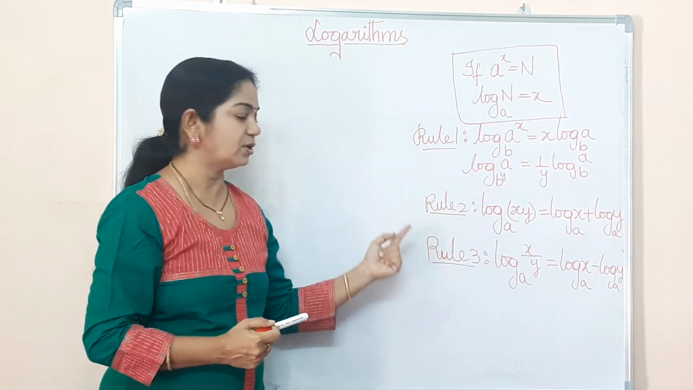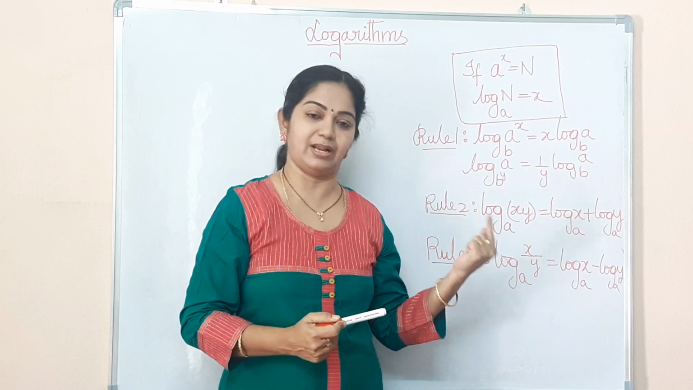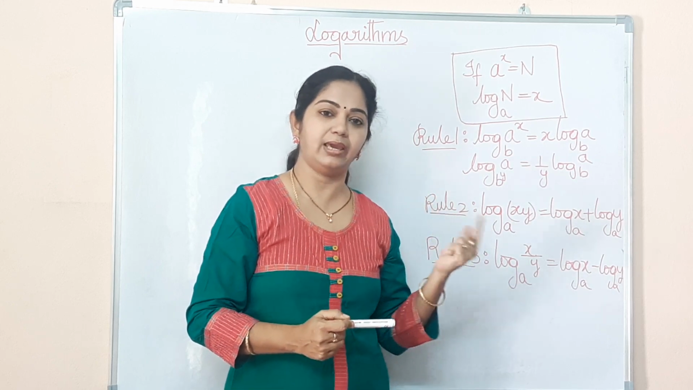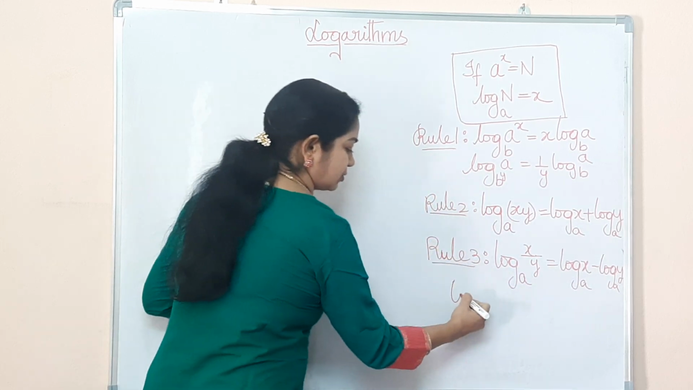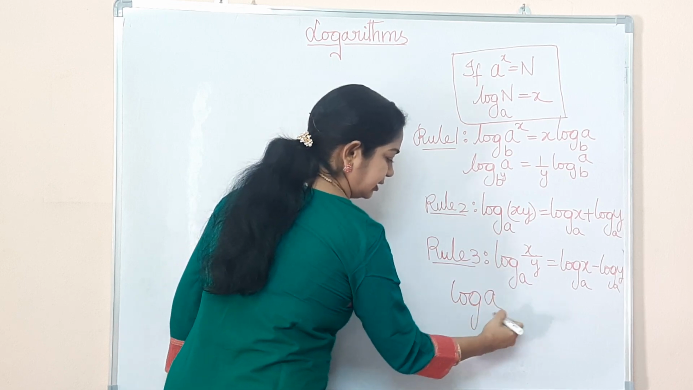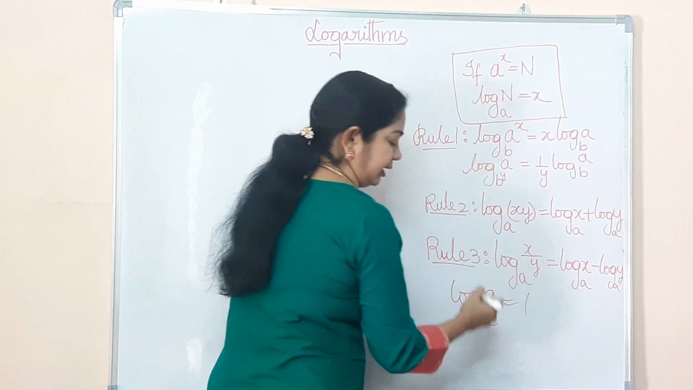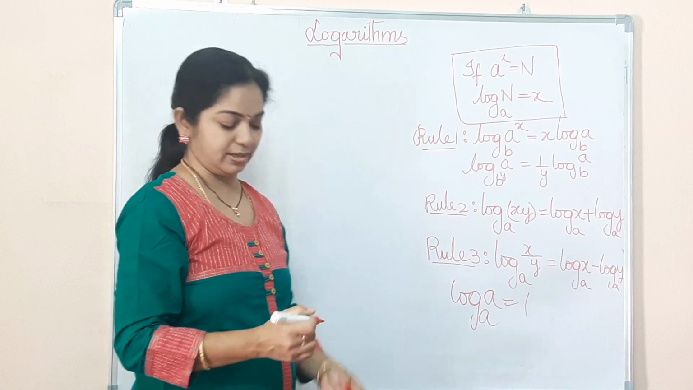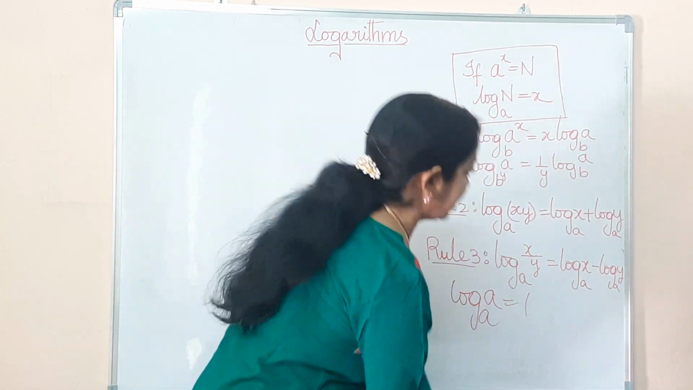These are the properties. Also, we have learned that the value of log 1 is 0, and log a to the base a is always 1. Now, let's start the exercise.